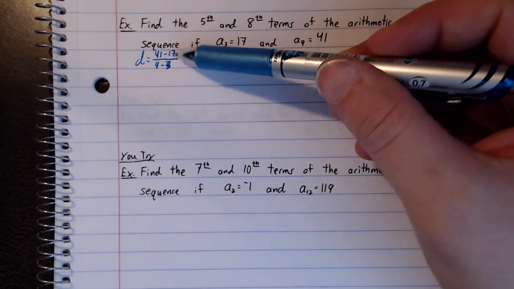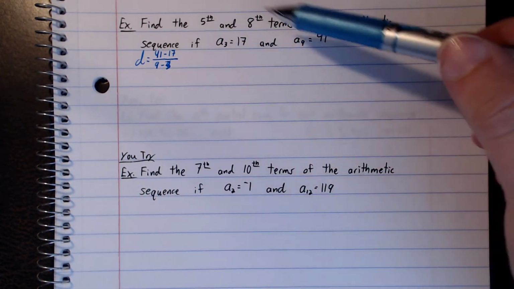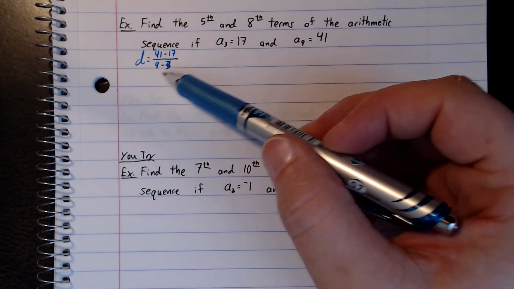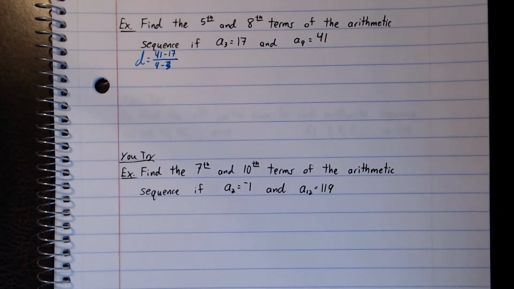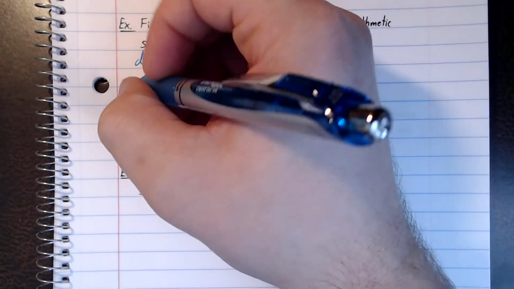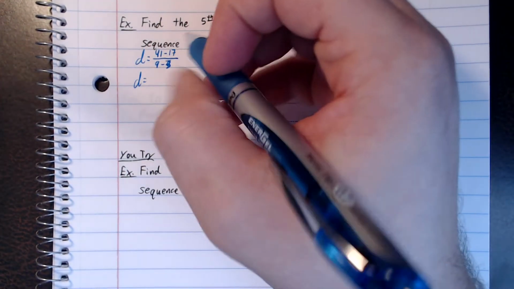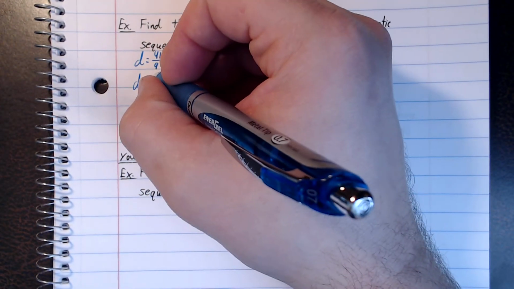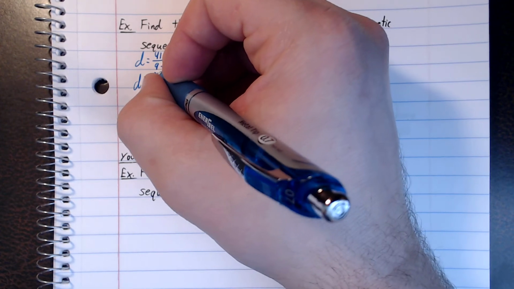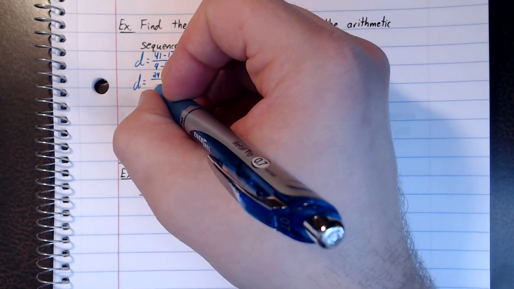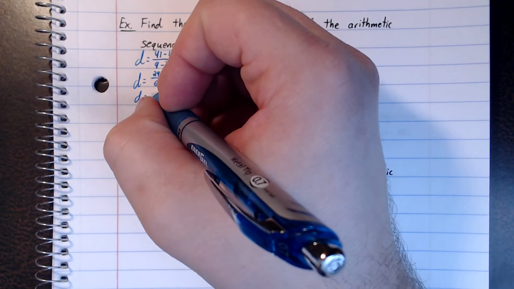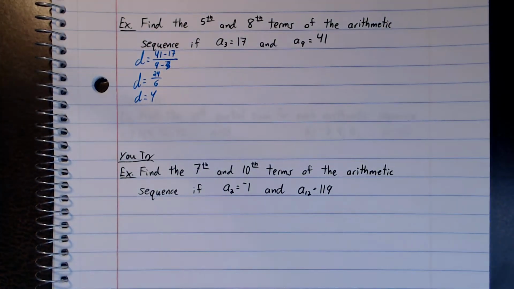So this little fraction right here, the difference between the digits that they give us and the difference between the placement, we can actually calculate the average common difference. Right? If you do 41 minus 17, that's 24. 9 minus 3 is 6. So our common difference, we end up getting a difference of 4.